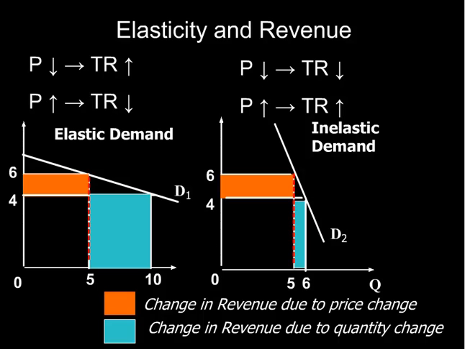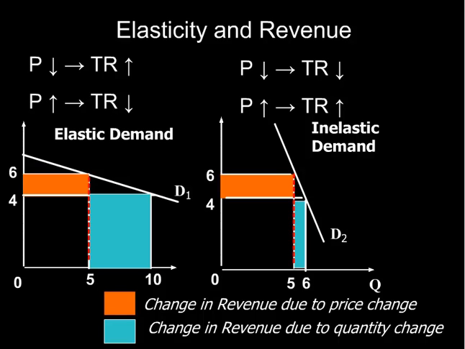Interestingly, the relationship between price and total revenue is different in respect of inelastic demand. If you put your prices down, you go from £6 to £4, then your total revenue actually falls, because as you can see from the graph on the inelastic demand curve D2, as price falls from £6 to £4, the total revenue changes from £30, £6 times 5 units demanded, to £4 times 6 units demanded, £24. So total revenue falls from £30 to £24.